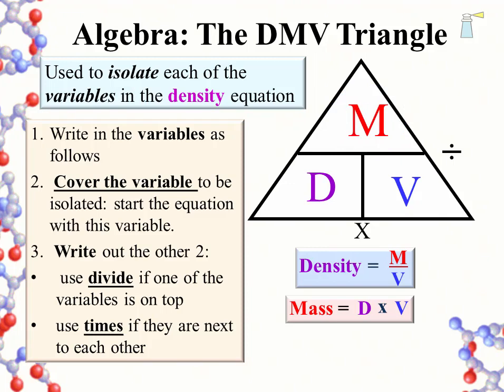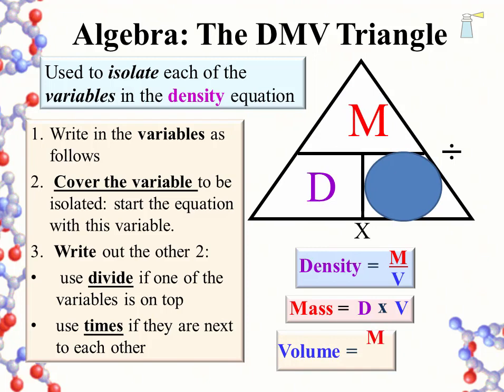We should also solve for volume. Step 2, write the equation, volume equals. Step 3, write out the other two variables, M, and since it's over D, divided by D. Volume equals mass over density.